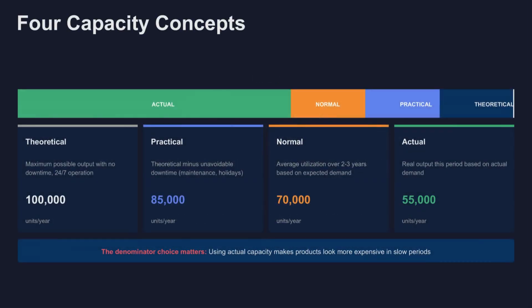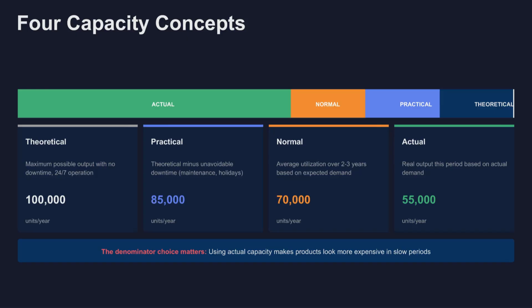This slide illustrates 4 capacity concepts through a segmented bar and description boxes. It details theoretical, practical, normal, and actual capacities with respective values. Theoretical capacity represents the maximum possible output under perfect conditions with no downtime, 100% utilization, rarely used as it's unattainable.